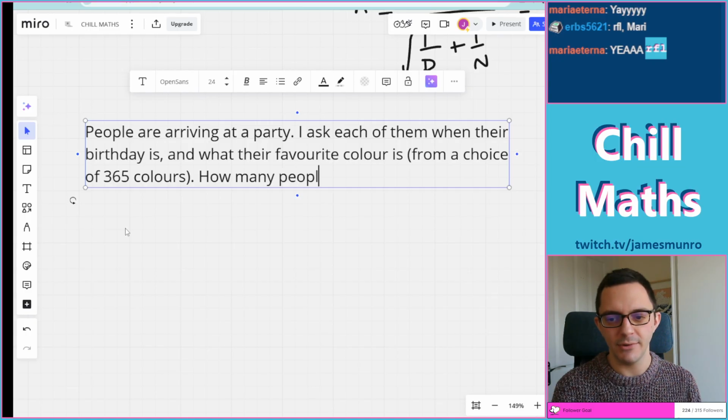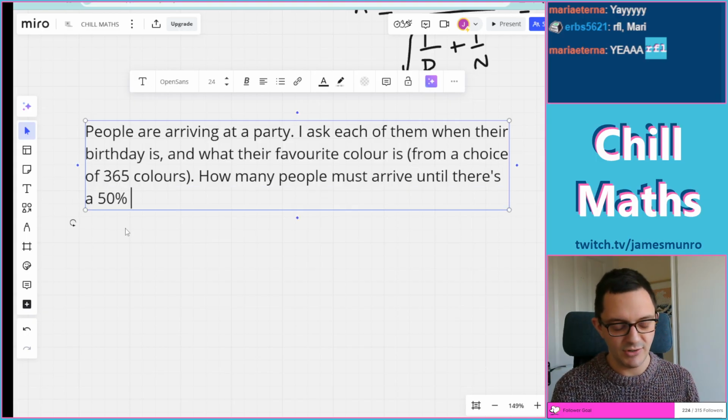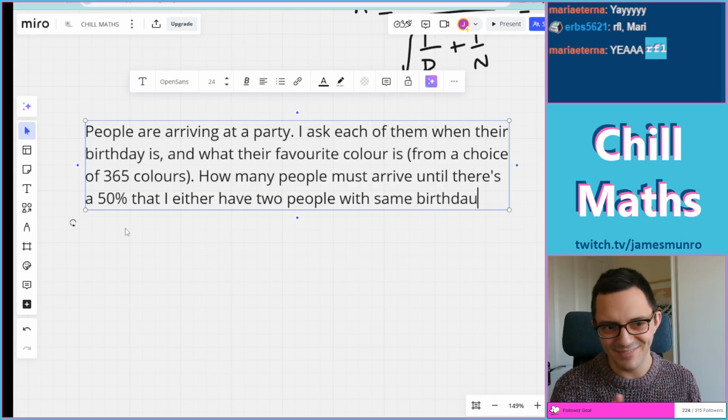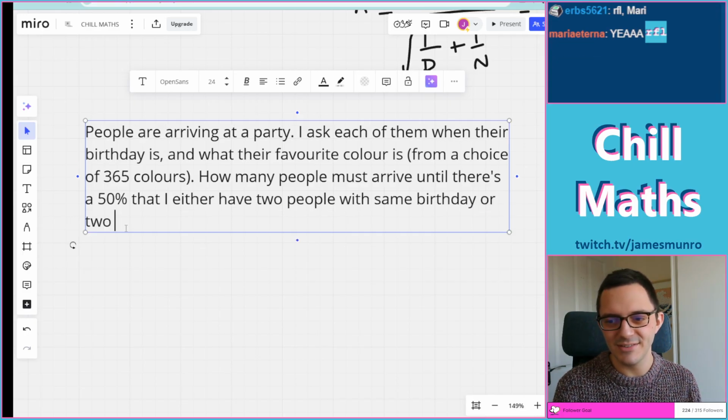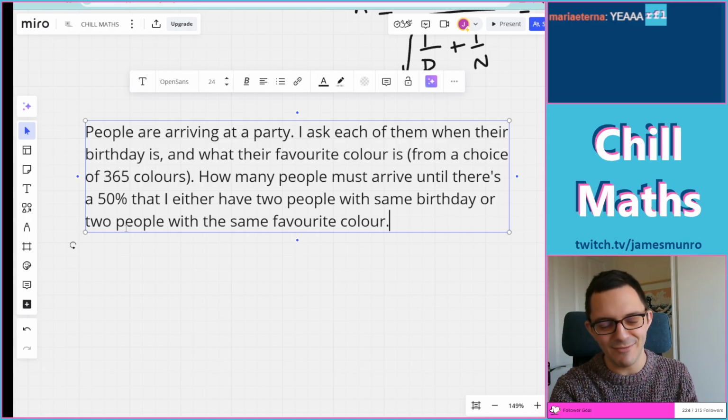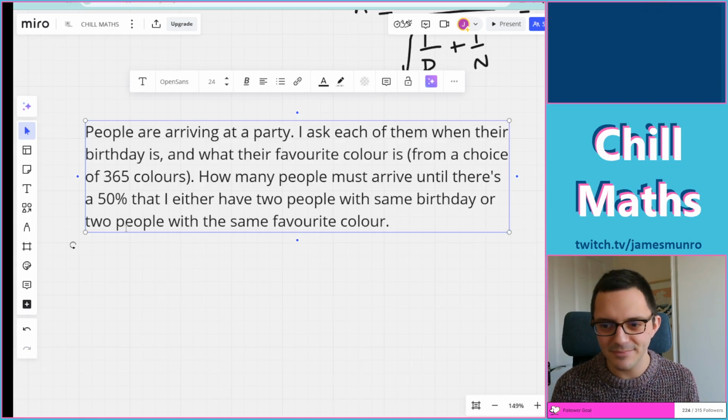How many people must arrive until there's a 50% chance I either have two people with the same birthday, which I'm assuming are independently distributed or something, or two people with the same favourite colour. And again, I'm assuming that favourite colour is distributed uniformly across my 365 different options.